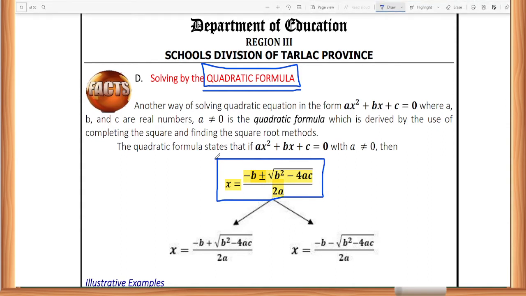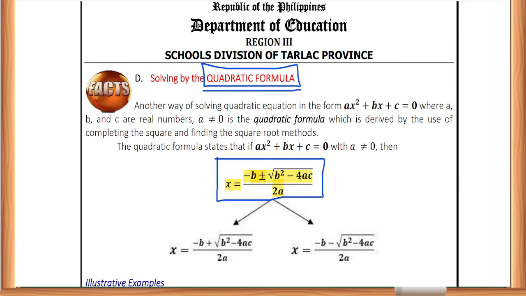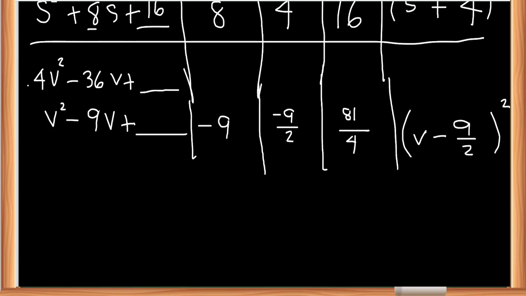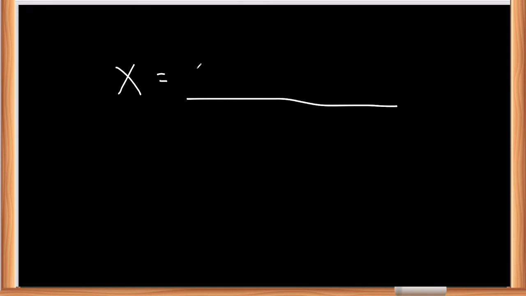Okay, sinulat niyo na ba sa notebook niyo to, itong formula? Jasmine? Ara Jasmine? Yes po. Okay, so dito tayo. Tatanungin na kita ngayon. Okay, ano ilalagay ko dito? The first one is minus b. So, ano ilalagay natin dito?